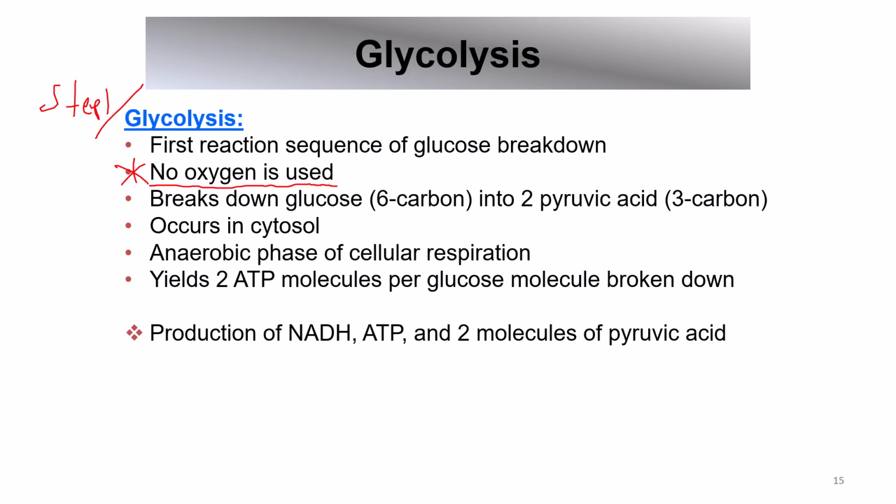For other food molecules, the first step is not used, but the other steps, citric acid cycle and electron transport, are used instead. This occurs in the cytosol, meaning just in the liquid part of the cell, so not in any organelle. This is anaerobic, no oxygen is used. And here, only 2 ATPs are made.